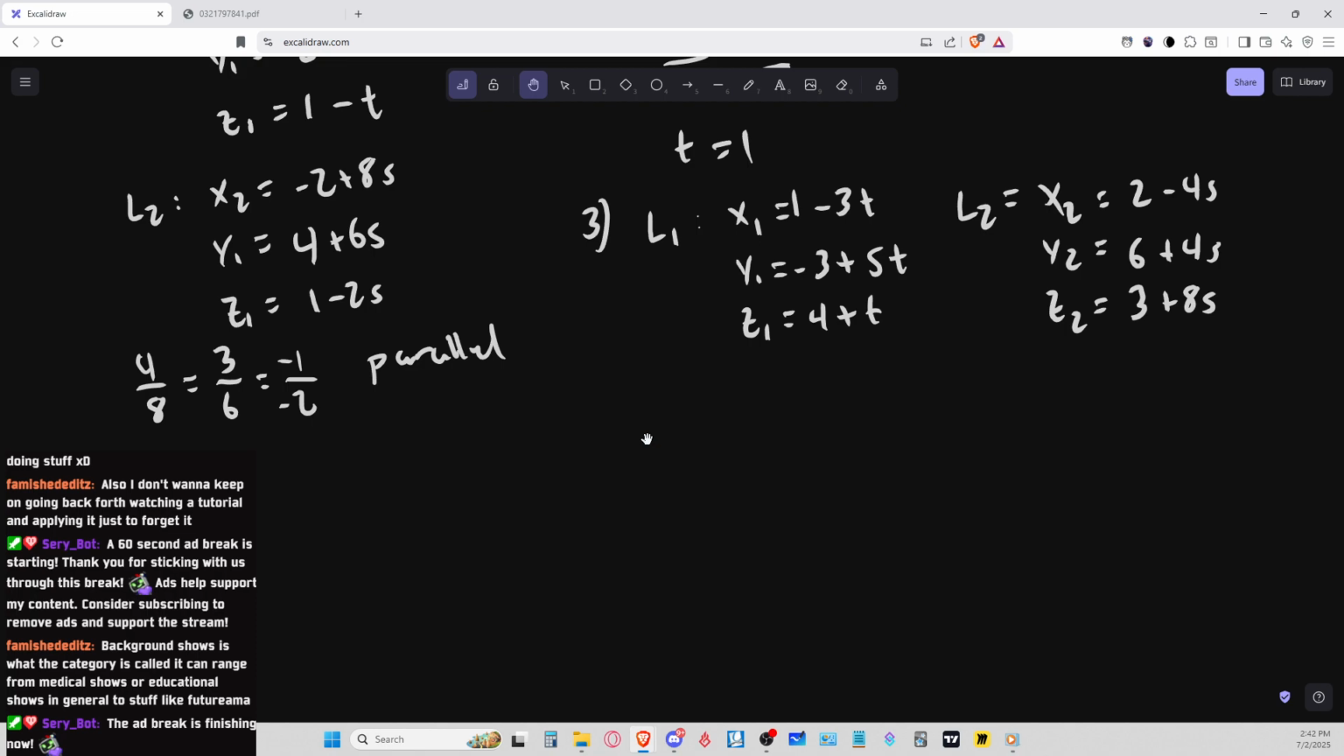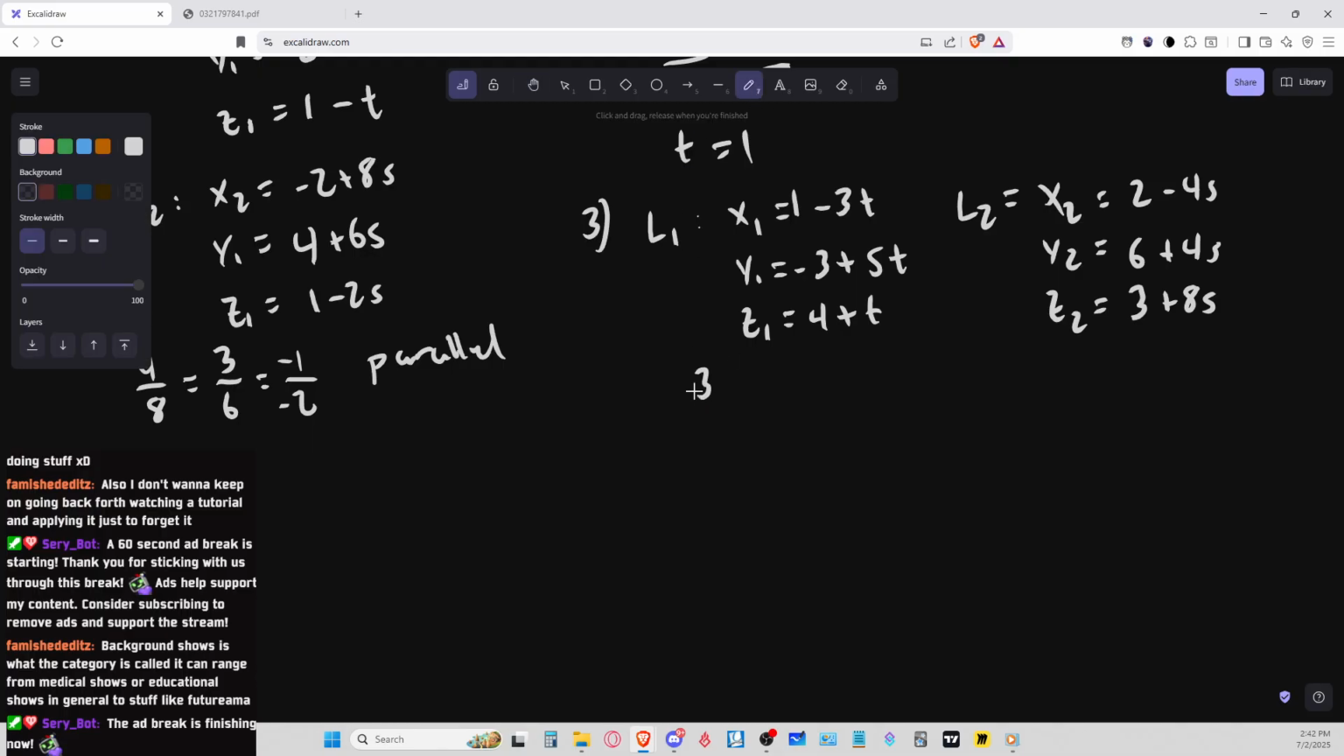Okay, so let's see if they're parallel first. So we have -3 over -4. Then we have 5 over 4. Then we have 1 over 4. So I don't think these, yep, they don't look like they match. So it's definitely not parallel. So now we gotta do the hard part, which is combining them all. What fun.